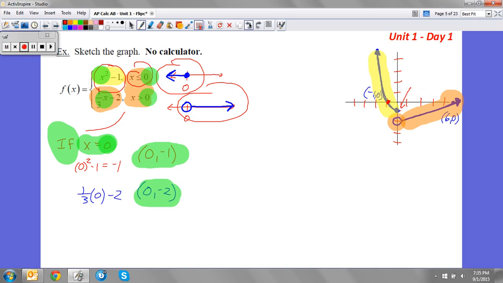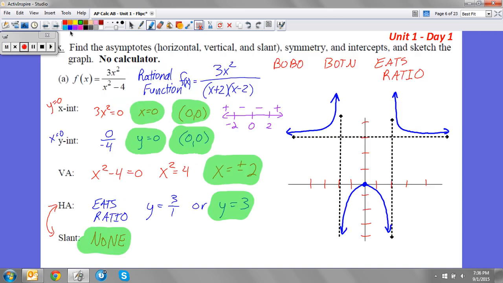The best way to do that algebraically, without having a calculator and without actually having to draw the graph, is to do this right here and see that they're not going to share. And we'll talk about that in the next couple of units when we're talking about continuity. Okay, so let's go to the next problem.